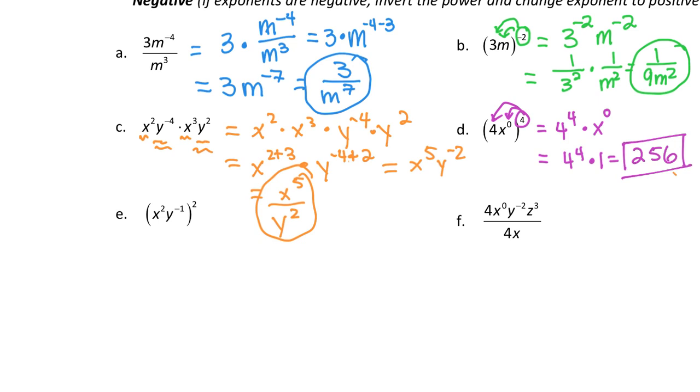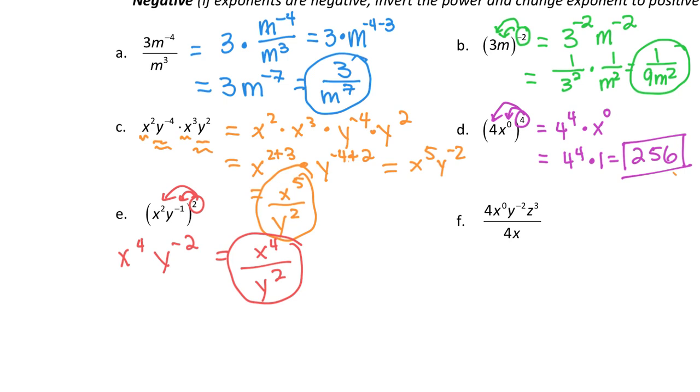Why don't you try E on your own? I'm not going to ask you about it, but if you want to work ahead and see if you're understanding or not, try E on your own. Hopefully you took care of those parentheses first, and we've got x to the 4th, y to the negative 2, and we're going to write that as a fraction again. So we've got x to the 4th over y squared, very similar to example C.